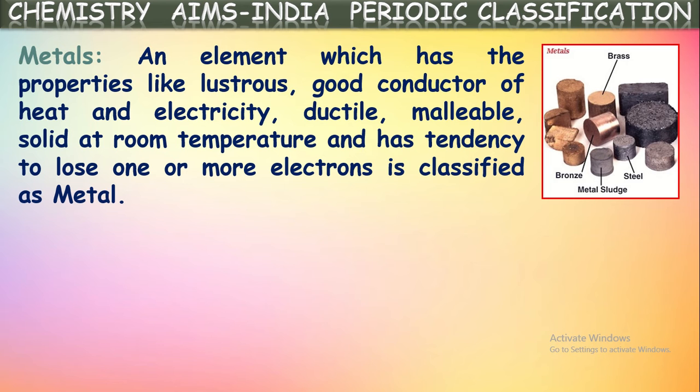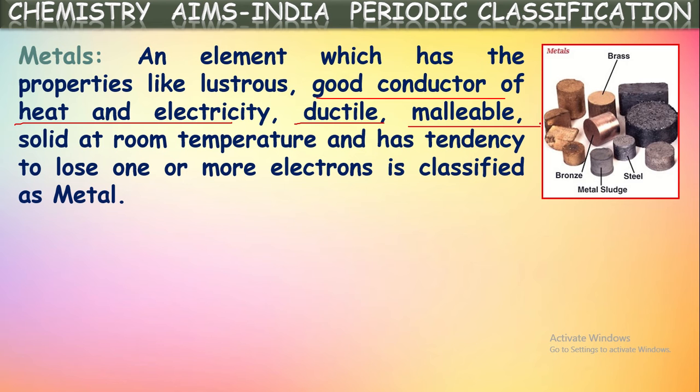So what are the properties? Based upon certain physical properties, he classified certain elements as metals. So what are those properties that he had taken as the base? Those are luster, which means those elements have a shining property, and good conductors of heat and electricity, and they are ductile, that means they can be drawn into thin wires, and even they are malleable. What does it mean? They can be beaten into thin sheets, and they are solids at room temperature and have the tendency to lose one or more electrons so that they can form positive ions. So those elements which have these properties he classified as metals.